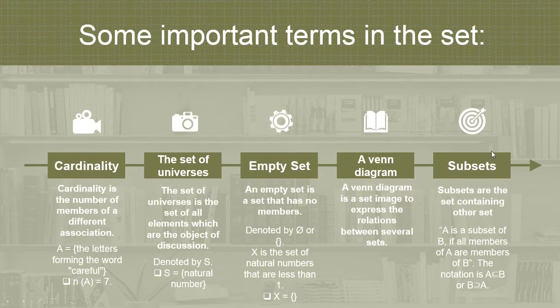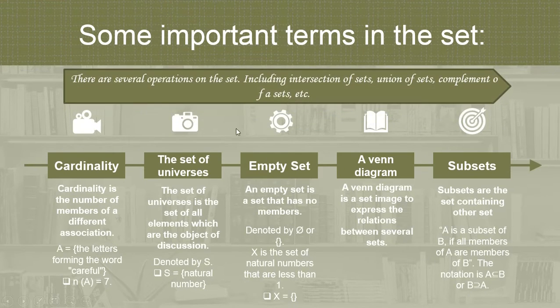For the last, subset. A subset is a set contained in another set. A is a subset of B if all members of A are members of B. The notation is A subset B, or this. There are several operations on sets, including intersection of sets, union of sets, complement of sets, etc.